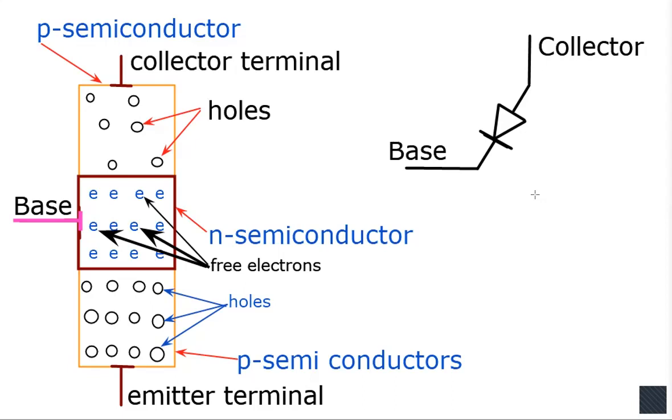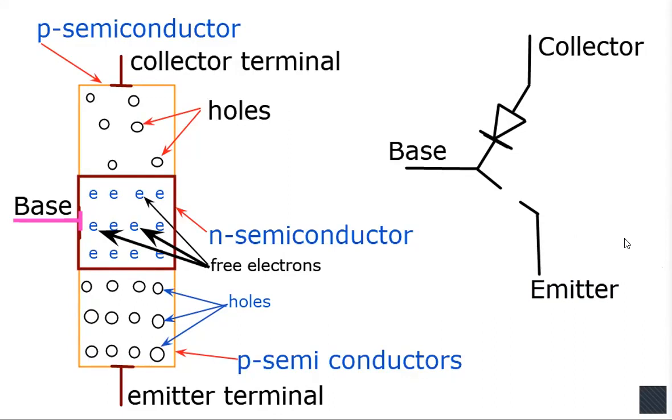Due to the connections of the P semiconductor layers and the N semiconductor, two different diodes are formed internally. Got it?